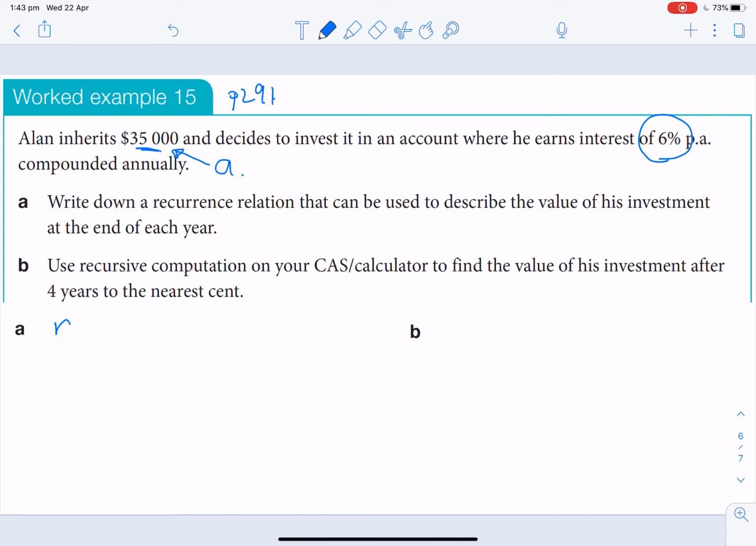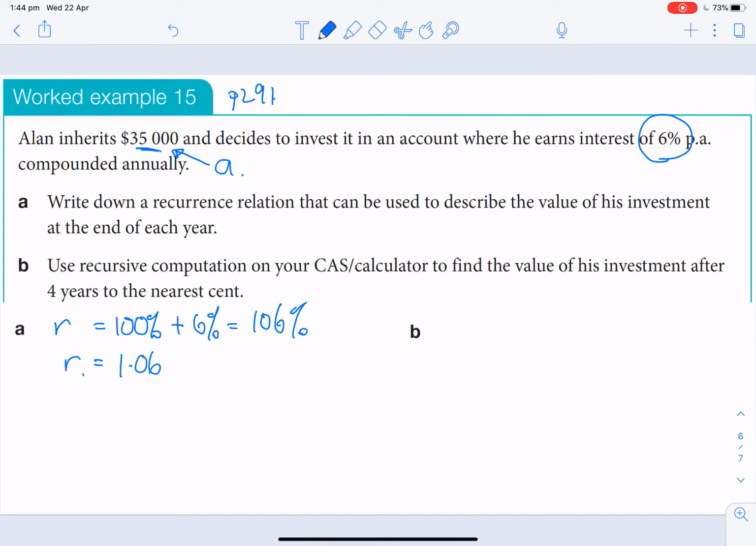Now, the first step you need to figure out is what your R value would be. So previously we had 100% minus the 18% for reducing balance. But when we come to compound interest, because we want to increase our value, we're adding our 6%. That gives you 106%. But we don't want the common ratio as a percentage, so we convert that to a decimal figure. And there's our value greater than 1: 1.06.